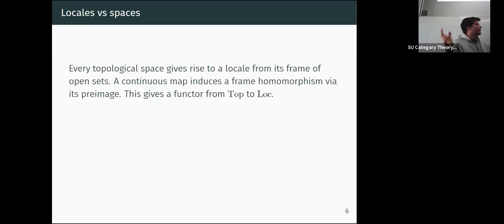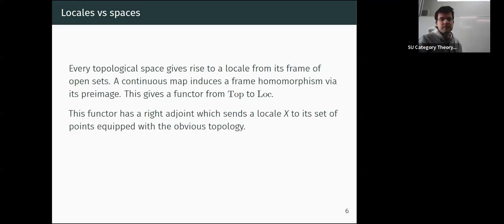So now I want to say something about the relationship between locales and spaces. We've seen how every topological space gives rise to a locale from its frame of open sets. And a continuous map will give you a frame homomorphism by taking the preimage. In other words, it gives you a locale homomorphism in the same direction. And this gives a functor from topological spaces to locales. And this functor has a right adjoint.